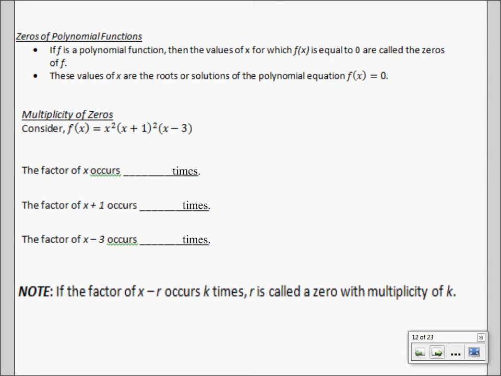So we have this equation f of x equals x squared times the quantity x plus 1 squared times the quantity x minus 3. The factor x squared occurs 2 times. The factor x plus 1 has a power of 2, so it occurs 2 times. And x minus 3 is a factor with a power of 1, just itself, so it occurs 1 time. So we can use this information to work with multiplicity and x-intercepts.